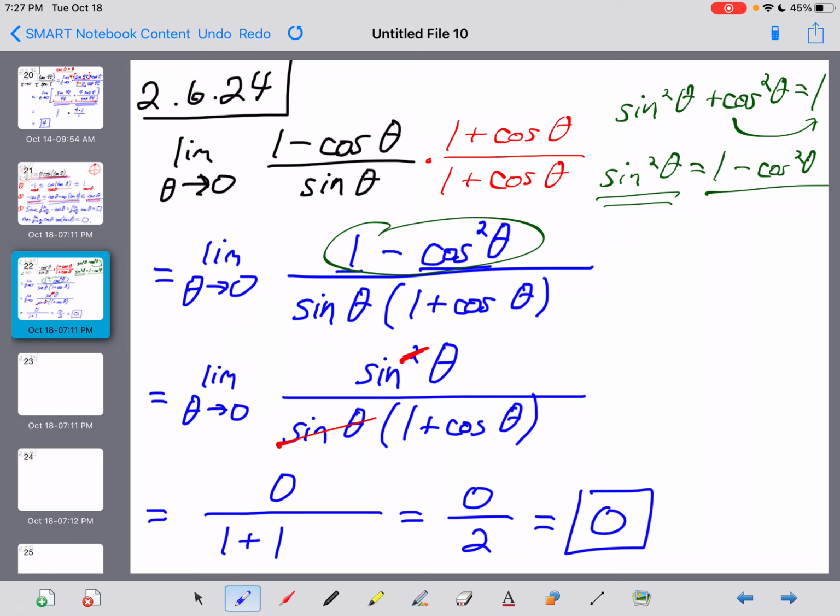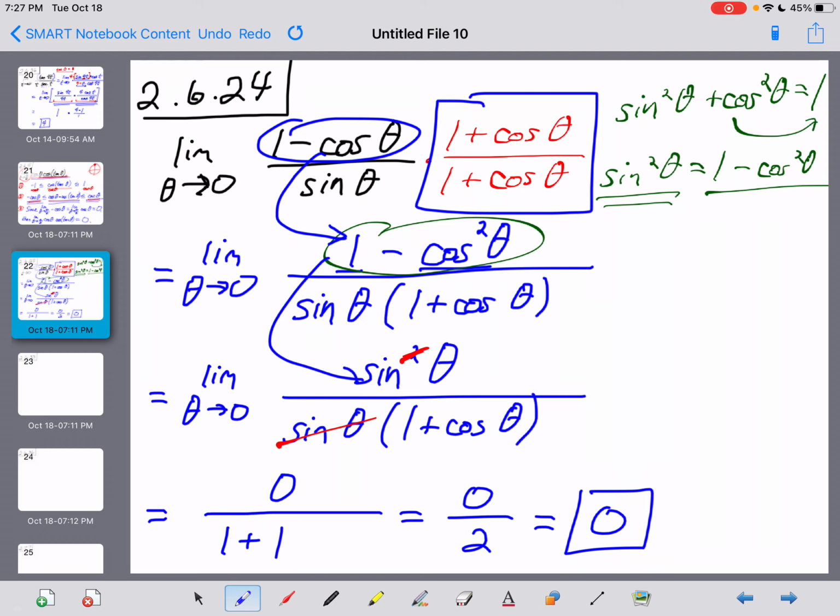So this little trick of multiplying by the conjugate, I think this is the first example we've seen of it, but as I'm looking at the rest of the homework, that might show up a time or two in the future. So keep that trick in your back pocket. When you see the 1 minus cosine of theta, you can turn it into 1 minus cosine squared, which eventually turns into sine squared and cancels with the sine on the bottom. So a nice little trick to remember for the future.